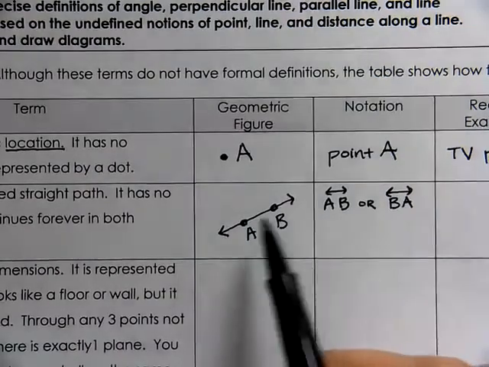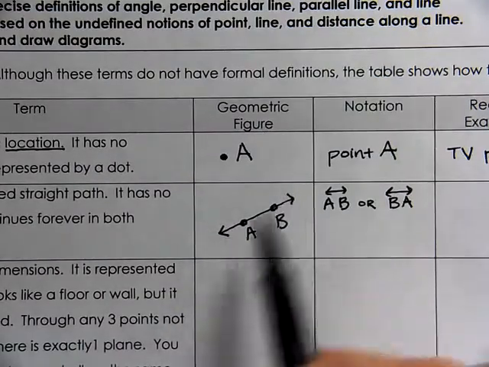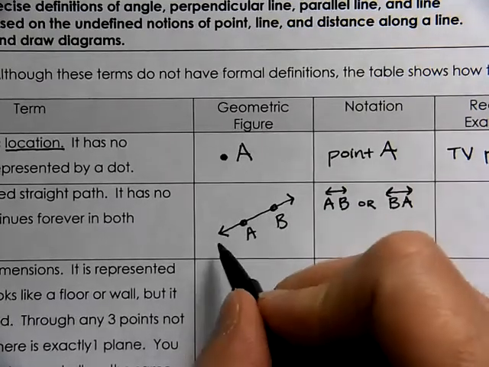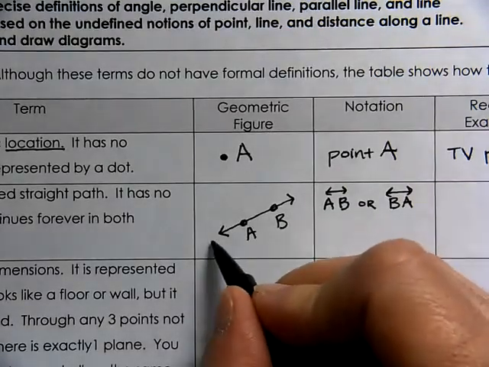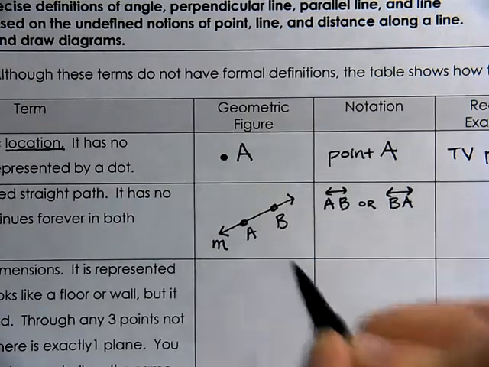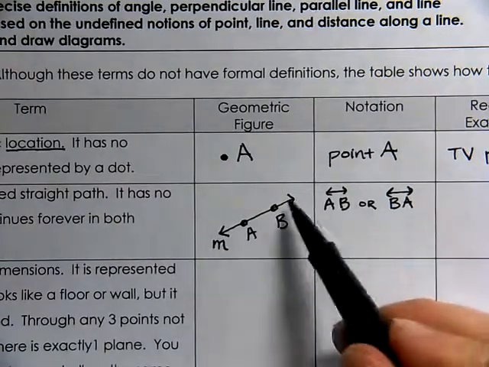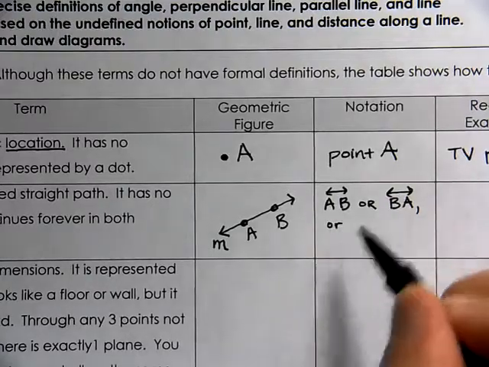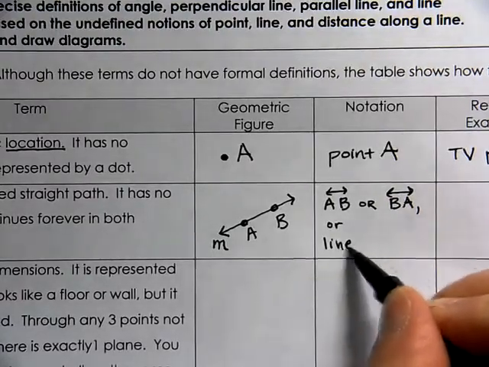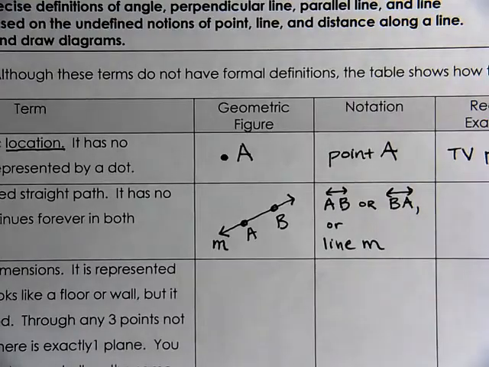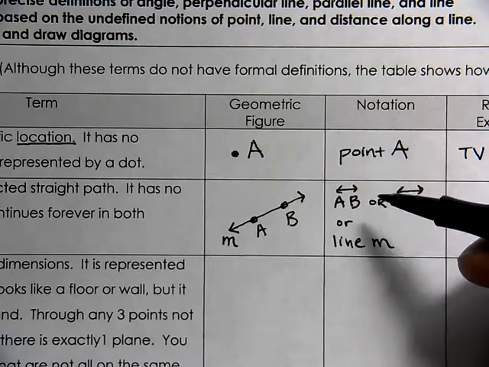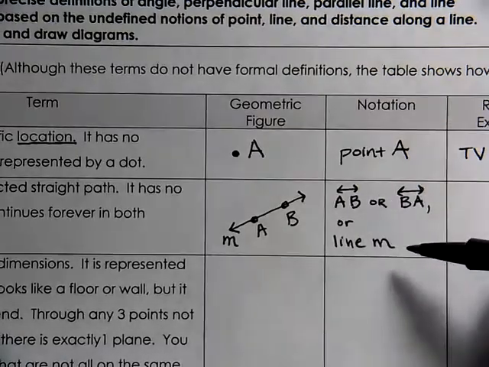We can also add on to the line, at one of the arrows, a lowercase italicized letter. Usually L or M or N is used, so here's my lowercase italicized letter. We can also call this line M. So, line M is how we would use it. Now it has to be lowercase, so notice the difference between when we use uppercase and when we use lowercase.